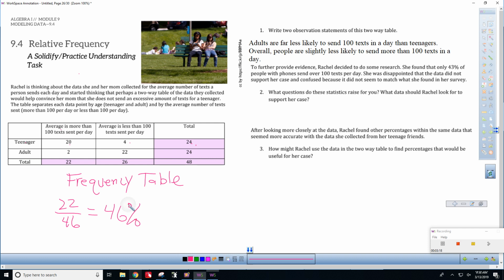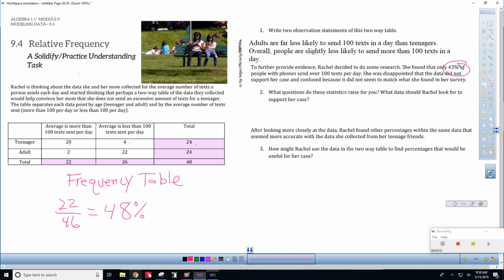So in Rachel's survey, she had 46% of texts. 22 out of 46? Sorry, 48. I must have hit something wrong on that calculator. Thank you, Carson. So Rachel found that in her survey, 48% of the students sent 100 texts or more. But then she did more research and found that only 43%. So, what questions do the statistics raise for you?